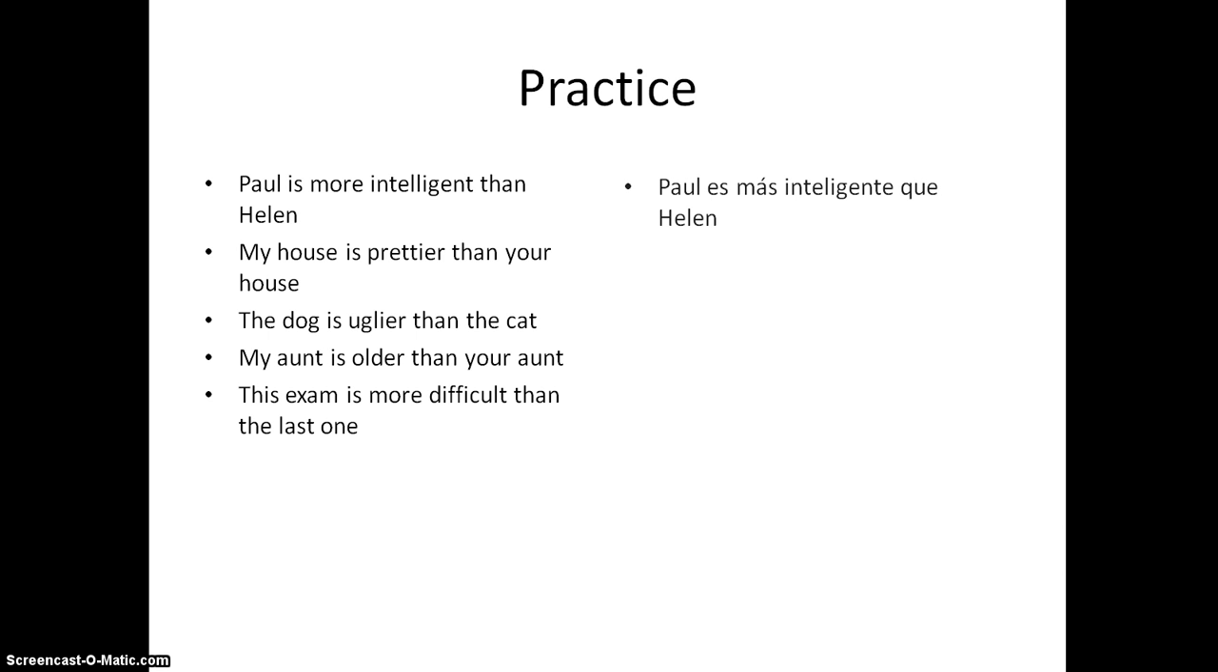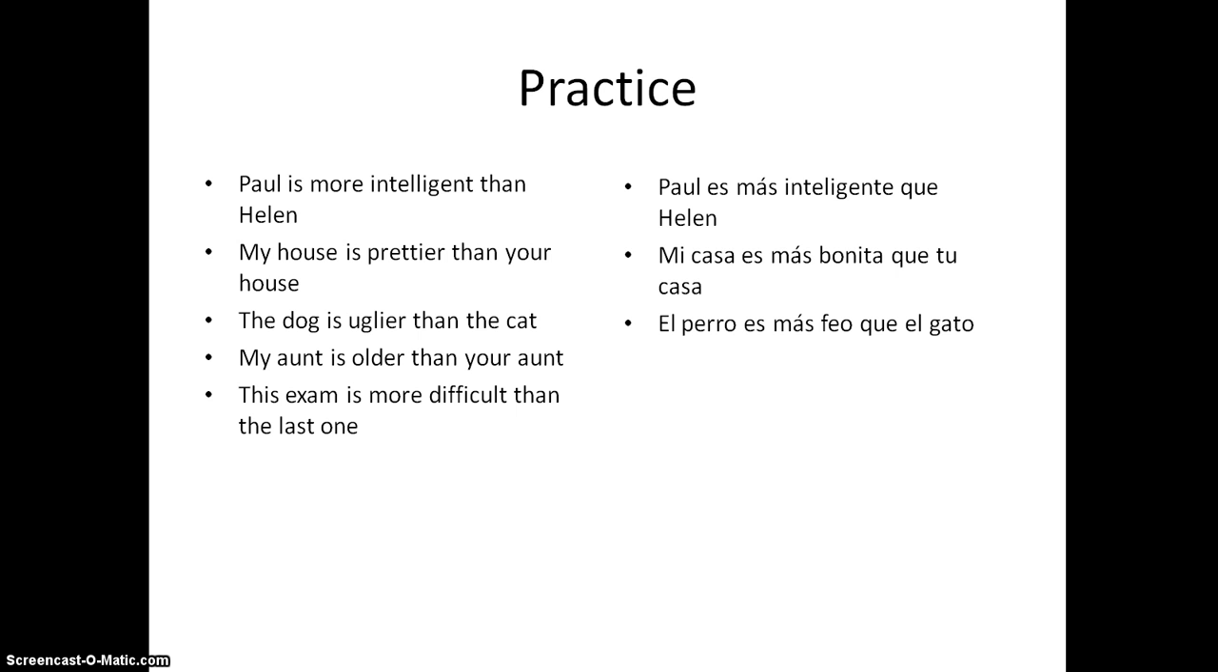Okay, so the answers. Paul es más inteligente que Helen. We could say es menos estúpido que Helen, so we're doing the opposite, but that's the exact translation. My house is prettier than your house. Mi casa es más bonita que tu casa. Remember, I've done my adjectival agreement here.